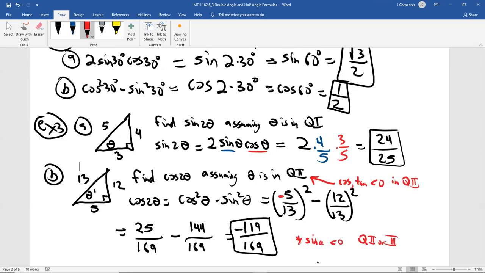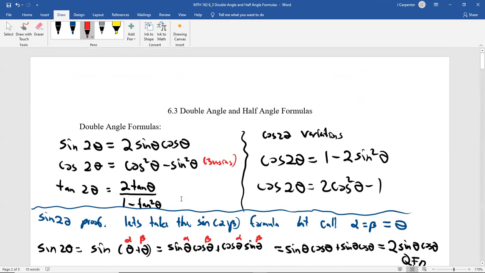Alrighty, so that will finish us up with the double angles. Now let's move on to the half angle formulas. And the half angle formulas are honestly just rearrangement of the double angle formulas, but not the ones on the left side of the page. It's these two over here.